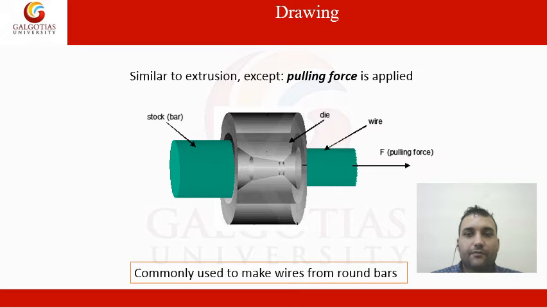Next is the drawing process. That is, we already discussed wire drawing. It's similar to extrusion, except the pulling force is applied. So there are two dies attached like this in the setup, and the stock or bar is forced to pass through these dies, and wires of a desired diameter can be obtained using this process. So this is commonly used to make wire from round bar.